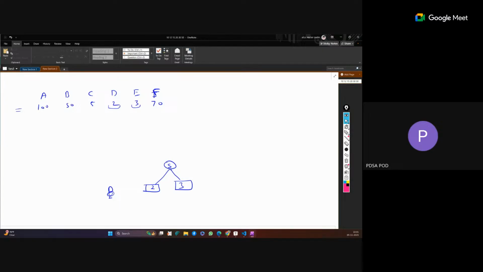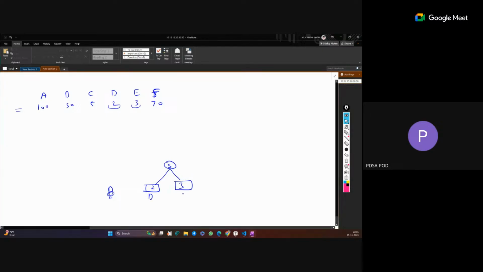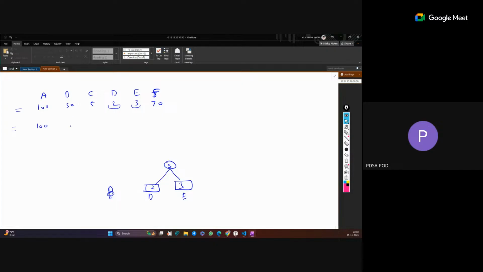So that is the internal nodes. This 2 is representing D and this is representing E. Now we have the new frequency, so this is 100 and this is 50. This is the original frequency 5, but now this 2 and 3 have already been done, so I am just writing 5 as an internal node here and 70 for this.